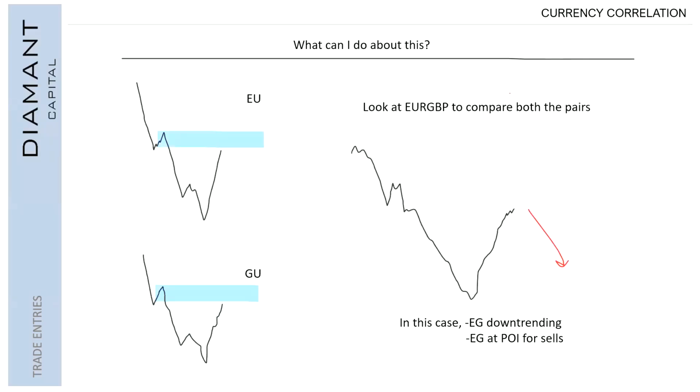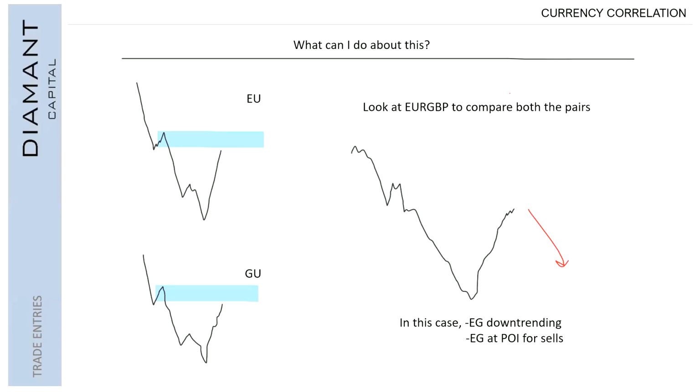Now, one way of solving this, especially if this is intraday, is you look at Euro GBP to compare both of them. This goes the same for AUD and NZD. You look at AUD NZD as the pair, and you look at which is downtrending. In this case, intraday, for example, we find a valid entry for it to go down, for it to sell. So we can see that Euro GBP is going to be downtrending.